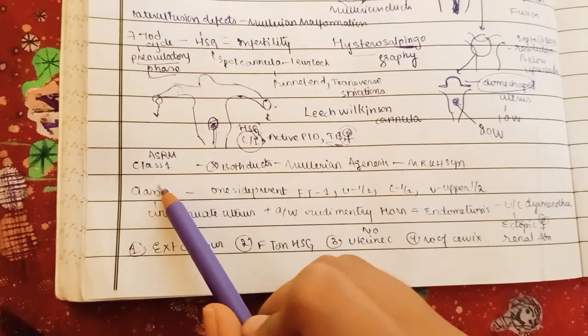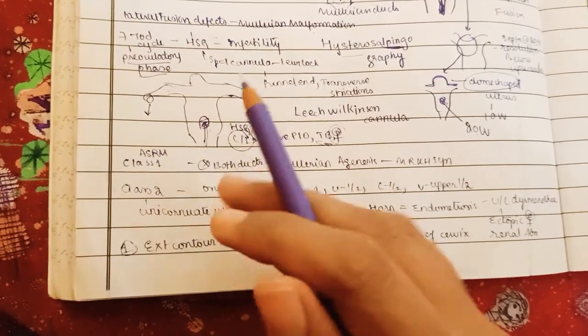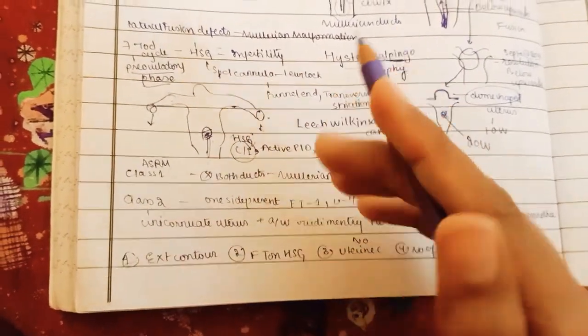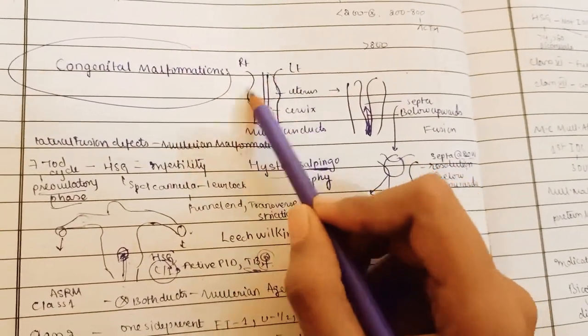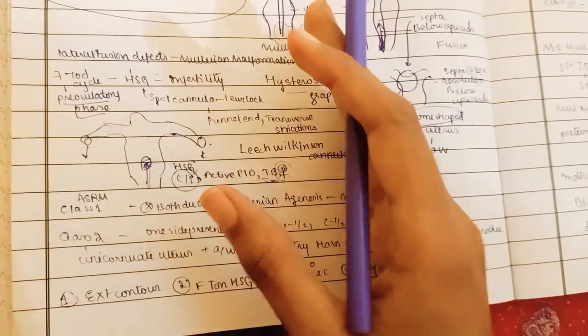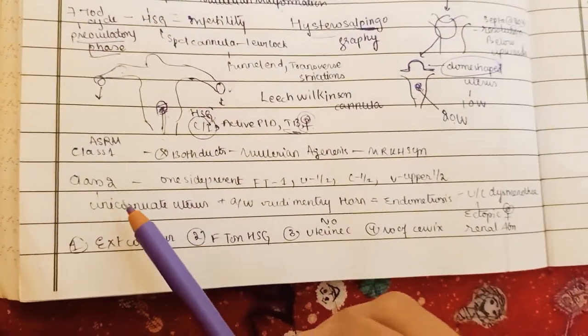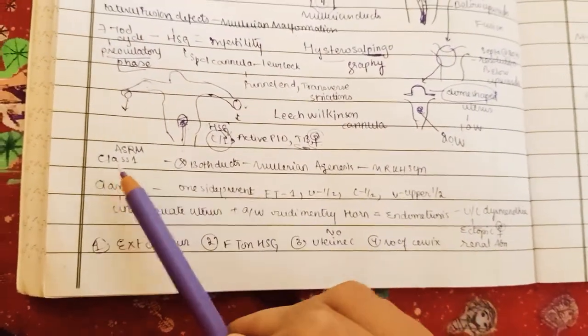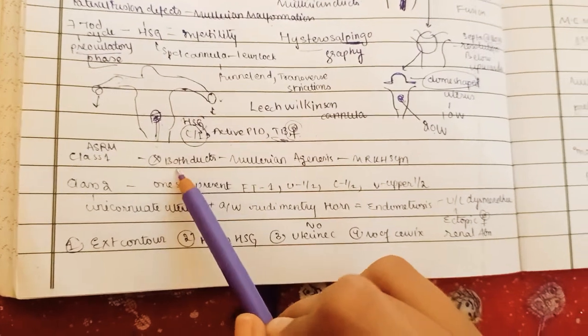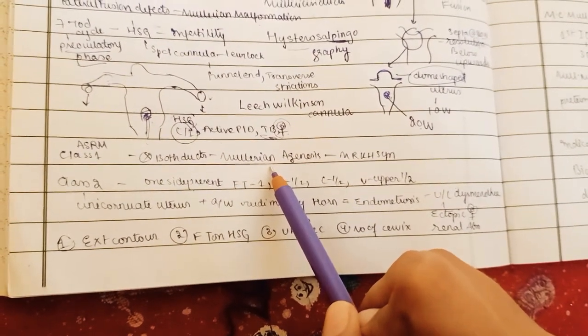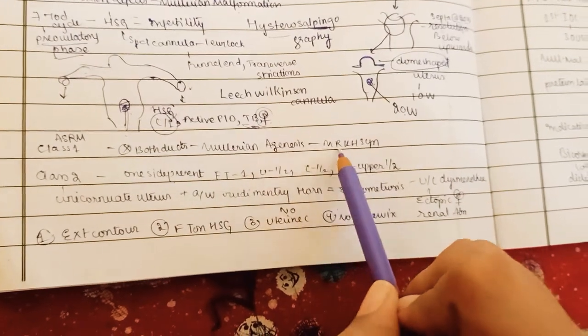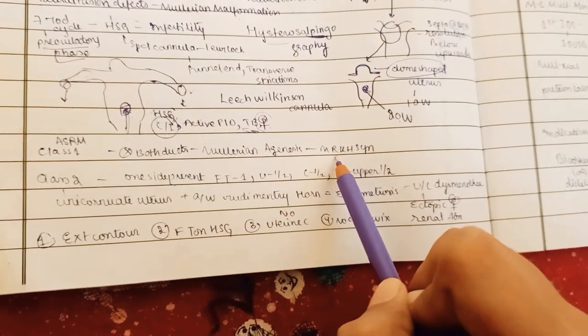So the first class mainly represents that both Mullerian ducts are absent. You can understand now, as I said, if both Mullerian ducts are present, then all these structures are formed. So now we have no Mullerian duct. So what happens when there is no Mullerian duct? That will lead to Mullerian agenesis. You can see both ducts are absent, so that is leading to Mullerian agenesis, which is also called MRKH syndrome.